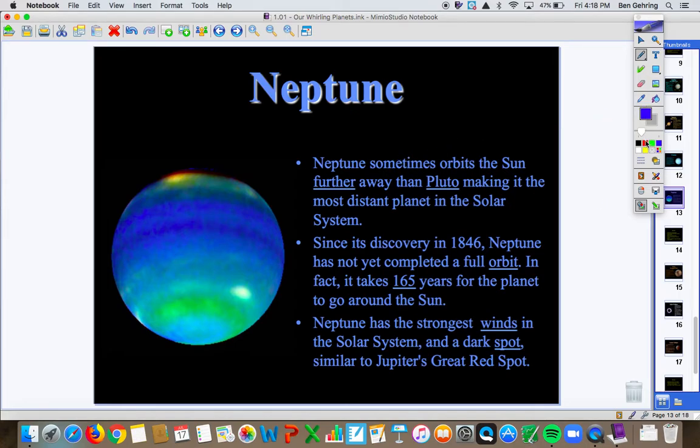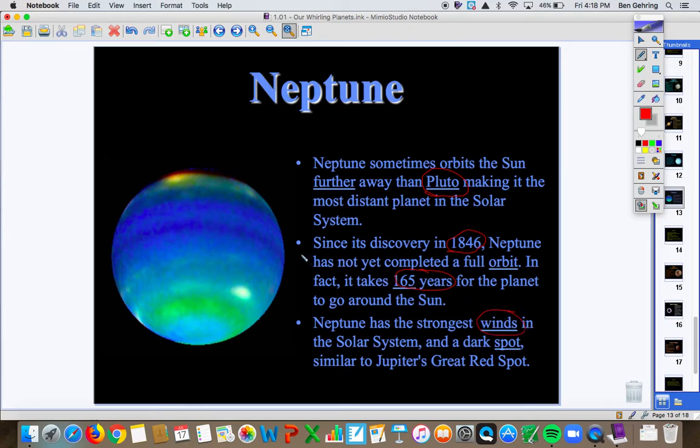There are times that Neptune actually orbits farther from the sun than Pluto does. There's instances where Neptune is farther away than Pluto. So this is our most distant planet in the solar system. It was discovered a little over 160 years ago, and it takes about that time for it to go around the sun once. So it's only gone around the sun a little more than one time since we first discovered it back in 1864. Along with that, it also has the strongest winds.